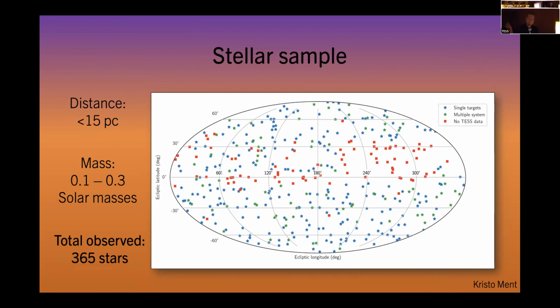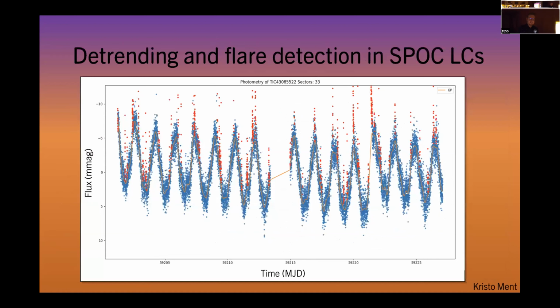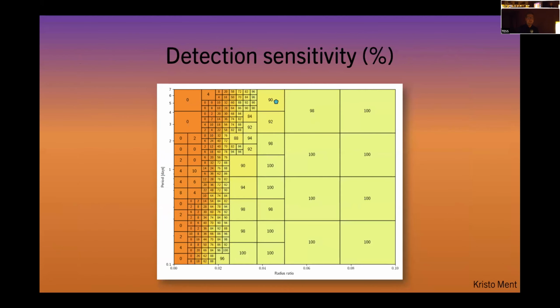You can see the distribution of these stars in ecliptic coordinates on the right. And as everyone working with dwarfs knows, these light curves can be very complicated. Dwarfs tend to have complicated rotational modulations as well as lots of stellar flares. So I did all of that analysis. And then I did a comprehensive planet injection and recovery for every single star in that sample, and characterized detection sensitivity as a function of radius versus orbital period up to 7 days.